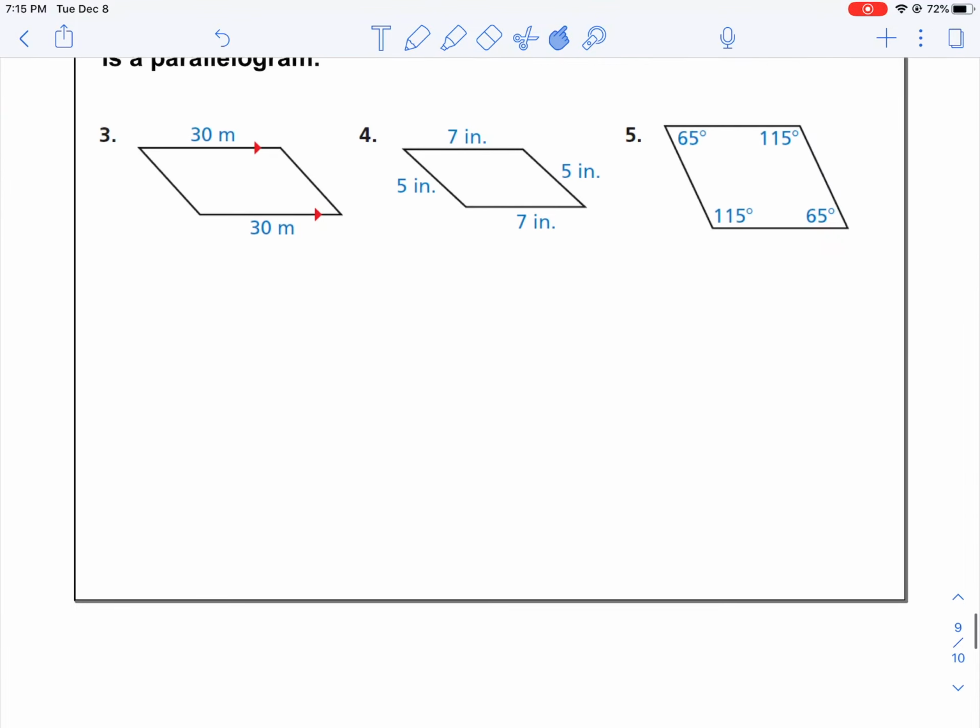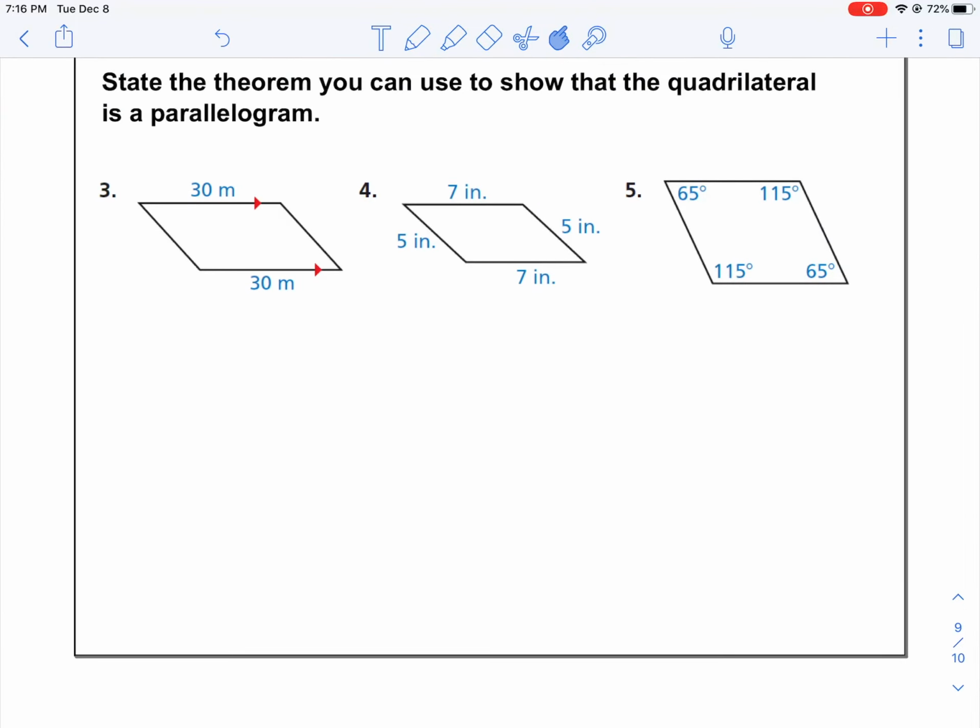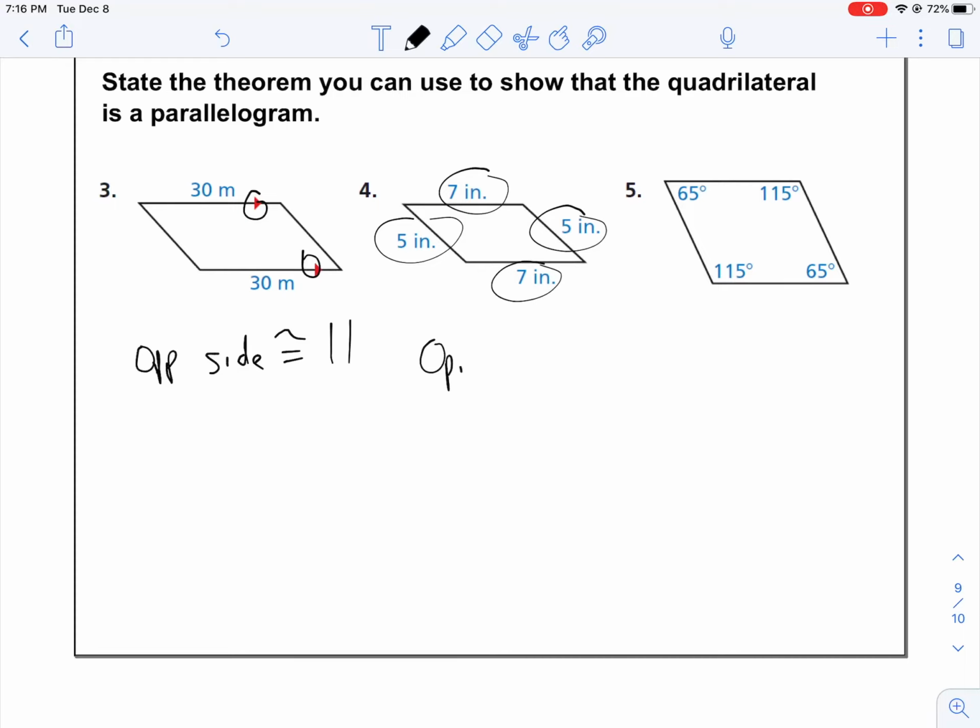Now, kind of the last thing, just to get a little practice, we look and we see, why are these parallelograms? Well, this one has an opposite side that's congruent, and these circles tell us it's parallel, so that's why. Here, opposite sides are congruent. And the last one, opposite angles are congruent. So, that's 7.3. That's the properties and proving that things are parallelograms.